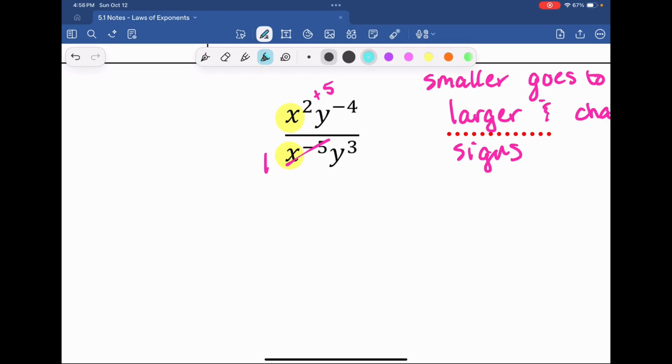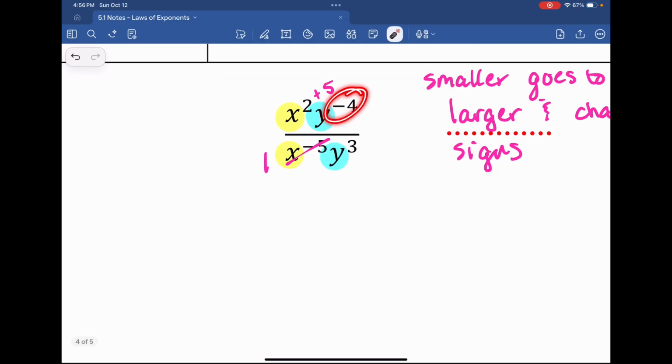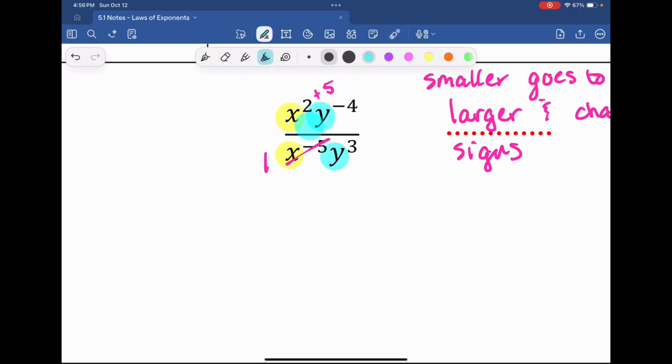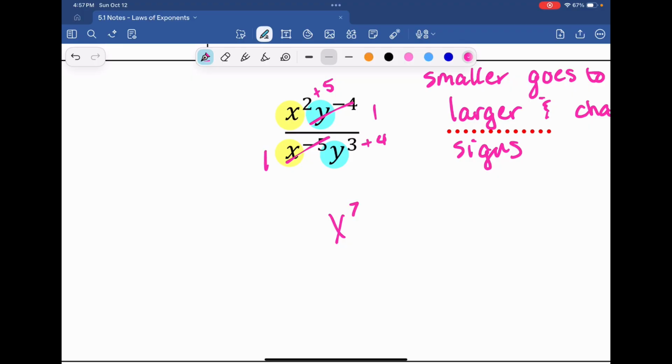And then we have our y's. Y to the negative 4, y cubed. Negative 4 is smaller than 3. So bring it down. Exponent becomes positive, because it was a negative 4. So what I have left, I have x squared, or x to the 2 plus 5, so x to the 7. And then y to the 3 plus 4, which is also 7. No negative exponents left. You're done.